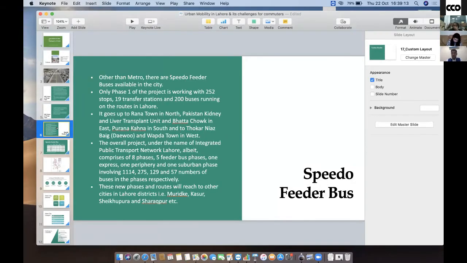Coming towards the Speedo bus, which actually feeds the BRT, and it will also be covering the Orange Line. Initially, there are 8 phases planned, and out of the 8 phases, phase one has partially been implemented. In phase 1, there are 252 stops, 19 transfer stations, and 200 buses are being run. It goes up to Rana Town in the north, then Pakistan Kidney and Liver Institute, PKLI, and Bhatta Chowk in the east, Purana Khana in the south, and Babra Town in the south.